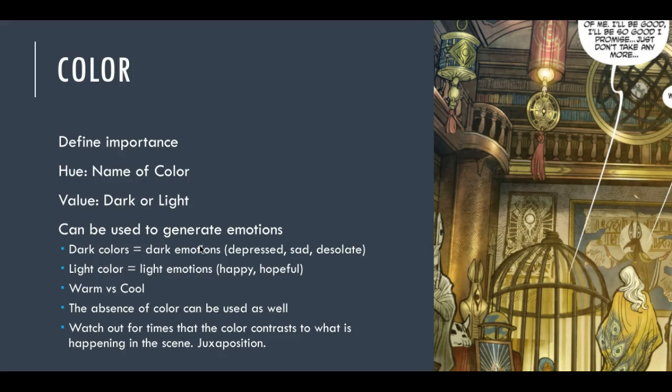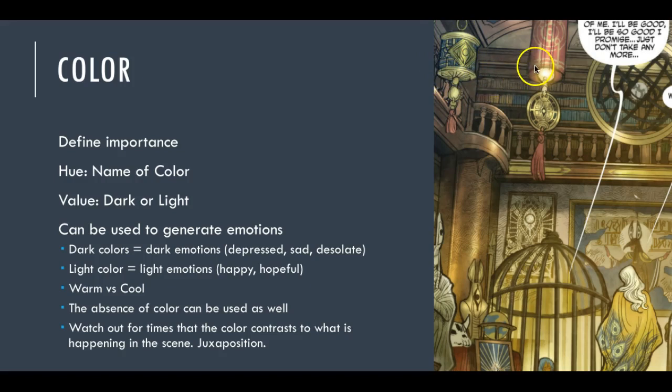You also want to watch out for times that color contrasts with what's happening in the scene, because that's a juxtaposition. That's definitely something that's being said. In particular, this is also one of the images that I've asked you to consider in one of your activities, so I will give you a little hint. The colors are really, really bright. It's a bright room. There are lots of things and monsters that are dark, but it's light.